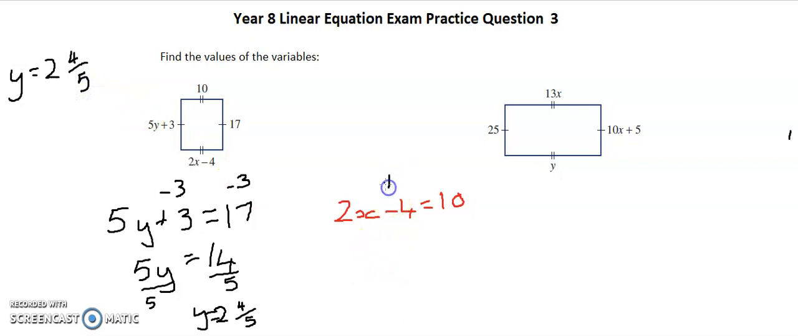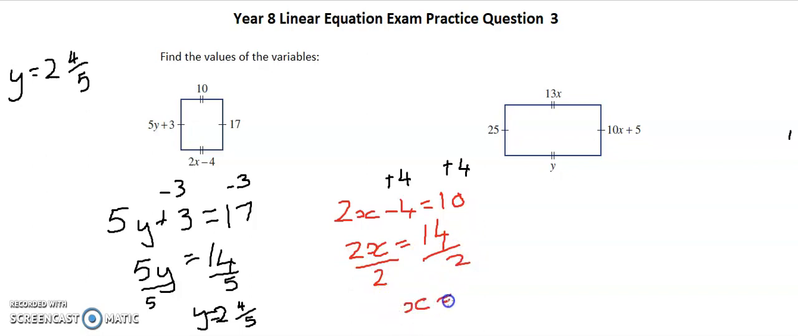Again, to get x by itself, I need to get rid of the constant on one side. So I add 4 to both sides. That gives me 2x is equal to 14, 10 plus 4. Then I've got 2 times x. I look at the inverse. That means I divide both sides by 2.